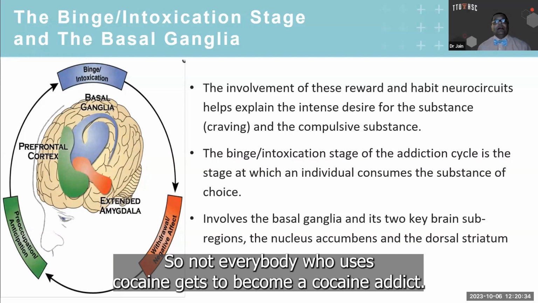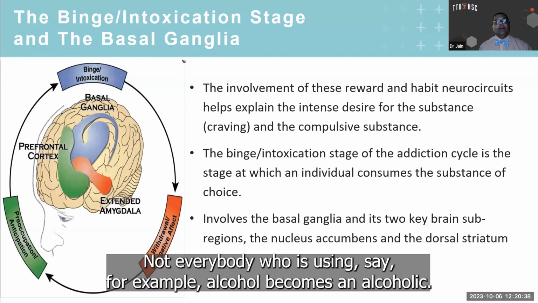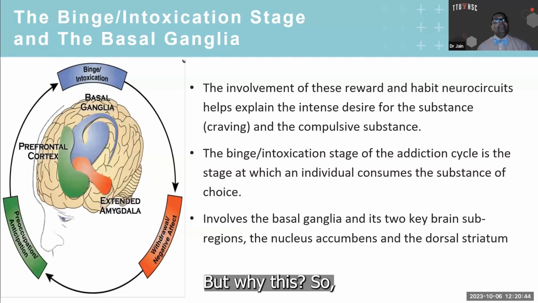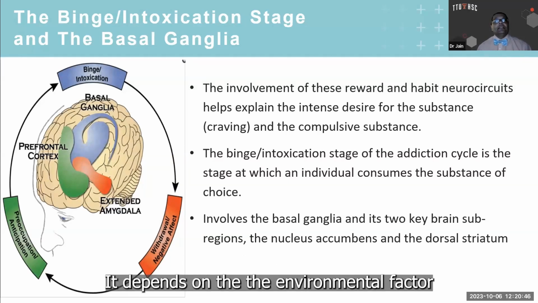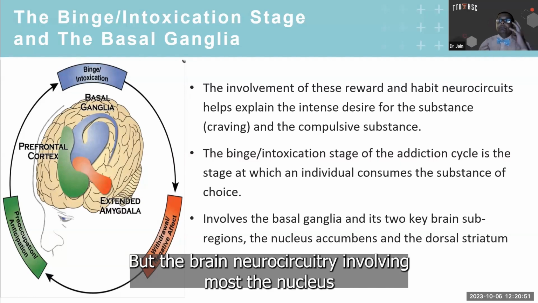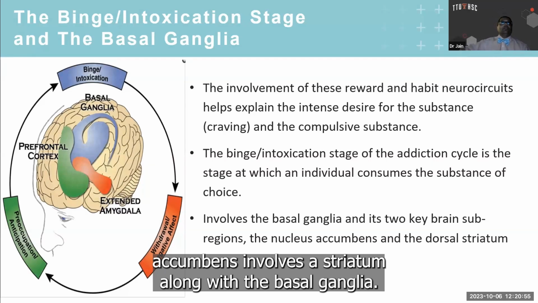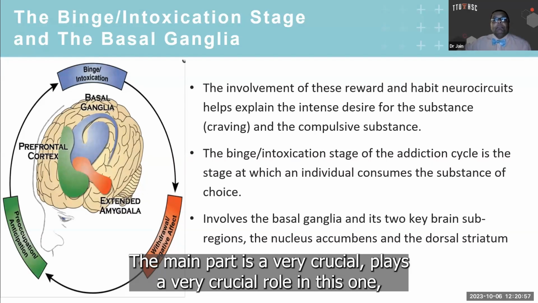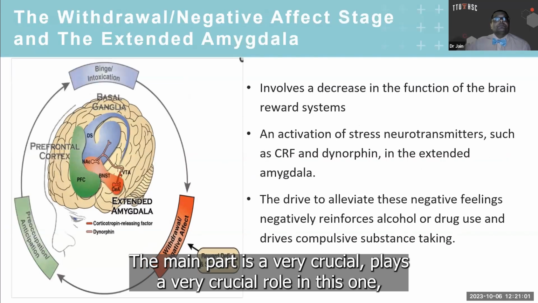So not everybody who uses cocaine becomes cocaine addicted. Not everybody who uses, say, alcohol becomes an alcoholic. But why this? It depends on environmental factors, genetics. Of course, there are other factors involved there. But the brain neurocircuitry involving mostly the nucleus accumbens and dorsal striatum, along with the basal ganglia, plays a very crucial role in this.